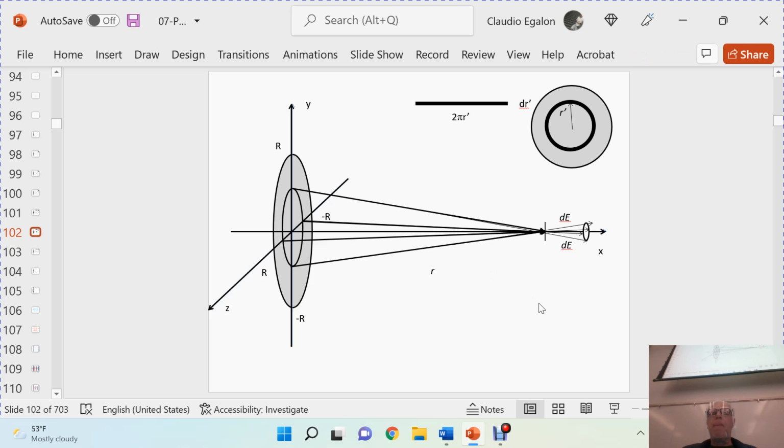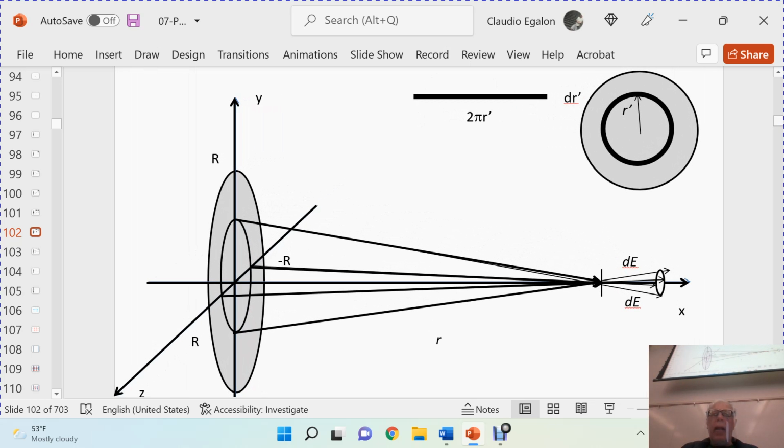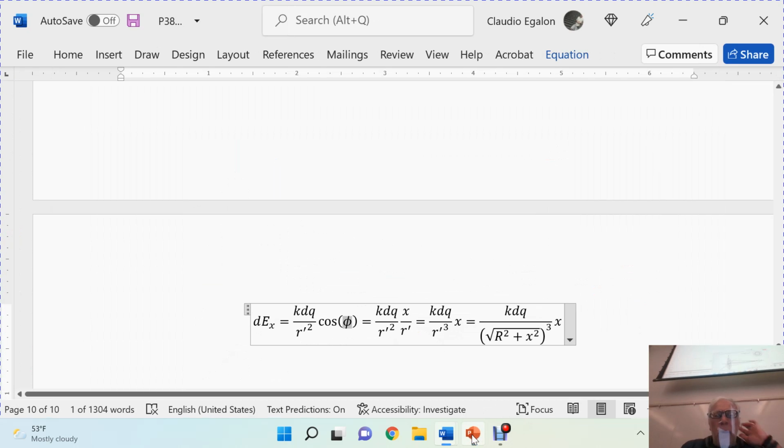How do we calculate that mathematically? Well, we recognize that this infinitesimal ring, when I cut it and extend it, becomes a rectangle of length 2 pi r prime and thickness dr prime. Before we go there, we have to rewrite our dq.